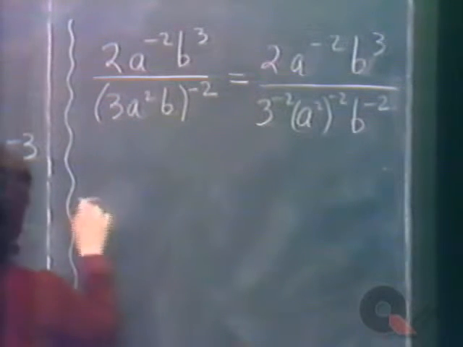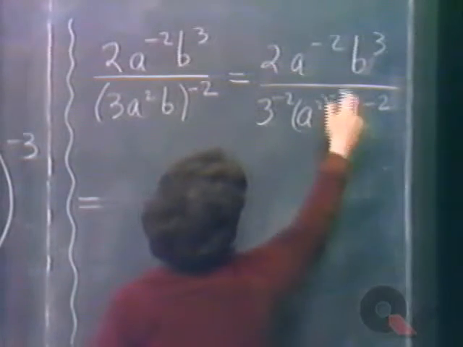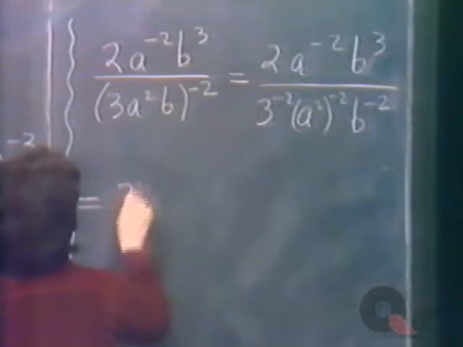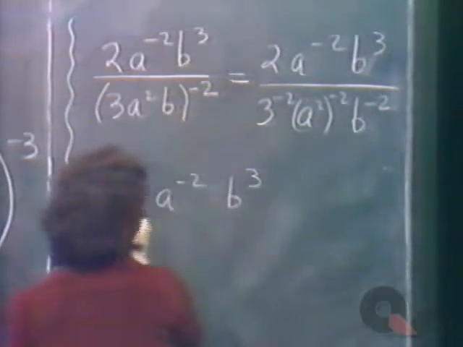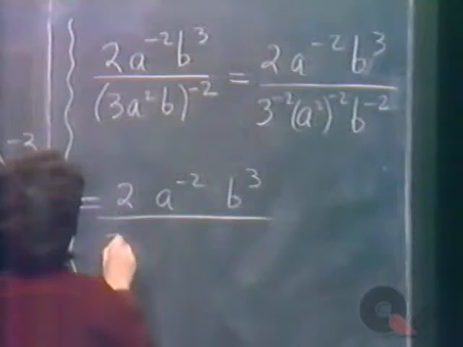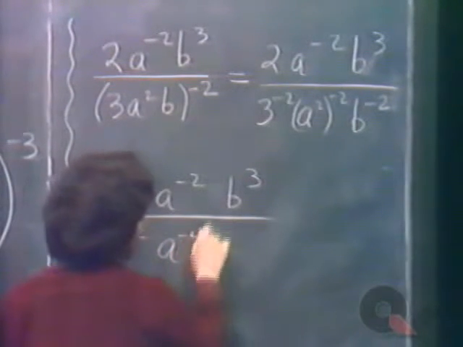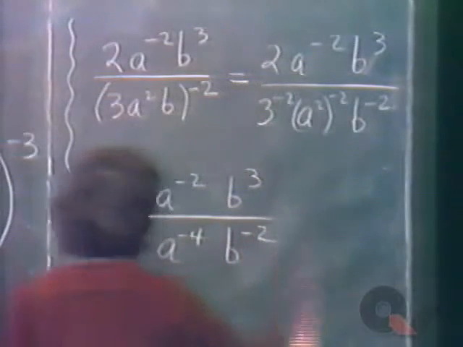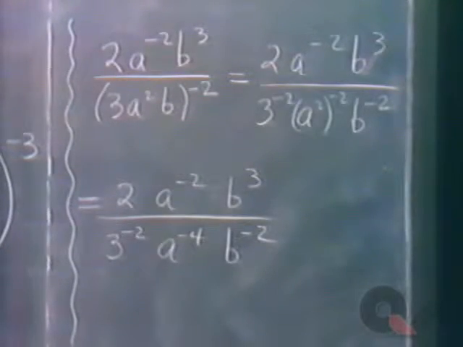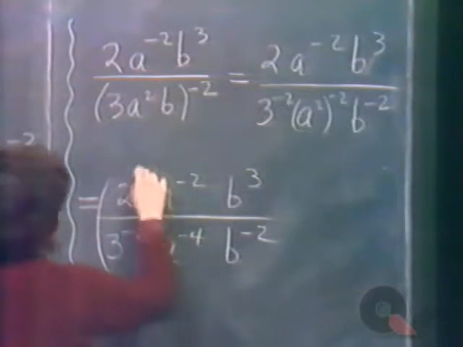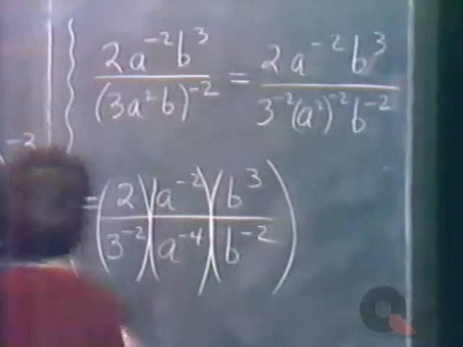Okay, now we're going to use the rule that says a power to a power. We find that by multiplying the powers. So we have 2a to the minus 2, b cubed on top, and on the bottom 3 to the minus 2, a to the minus 4, multiplying the powers, b to the minus 2. And now I'm going to subdivide this into the 3 simpler problems the way we've been doing that before.